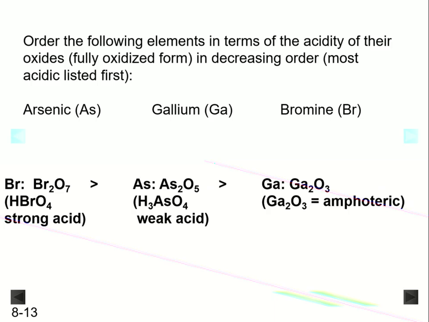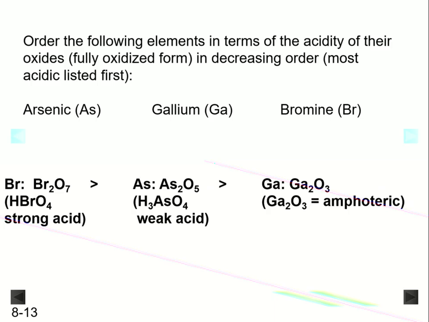So the information in parentheses is just added. This is not something you would necessarily know. So you won't know that when you put Br2O7 in water, you get perbromic acid, but this information, you'll know it just for your edification, but not for an exam.